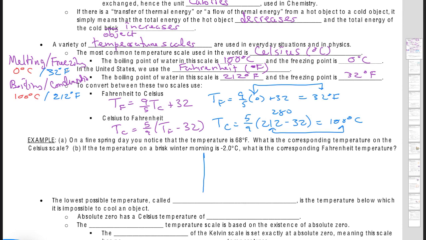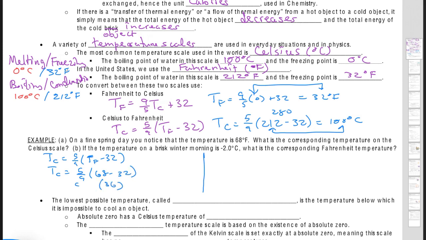All right, so here we want the TC, the Celsius temperature, so we're going to do 5/9 times TF minus 32. So TC equals 5/9 times 68 minus 32. So this is going to be 36.